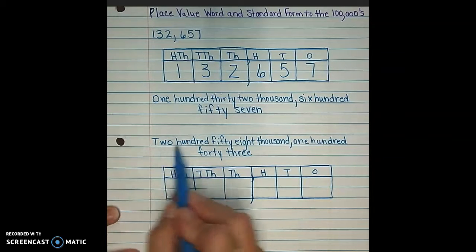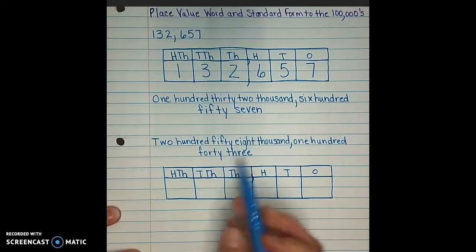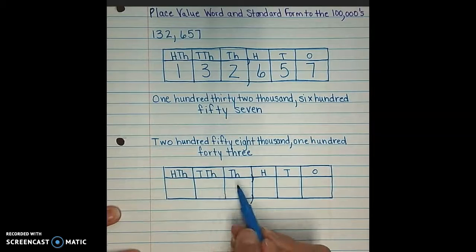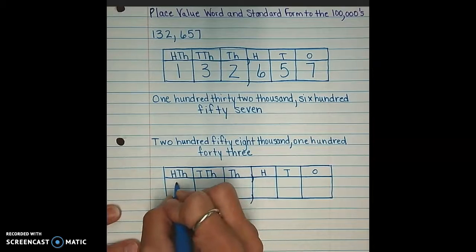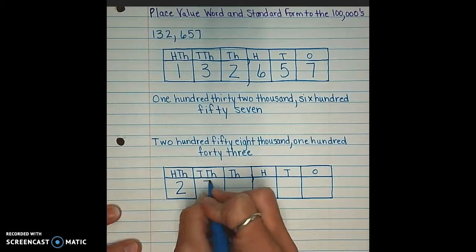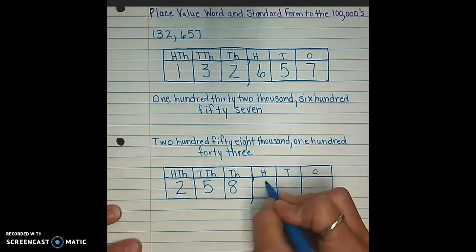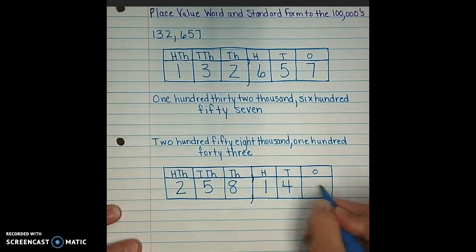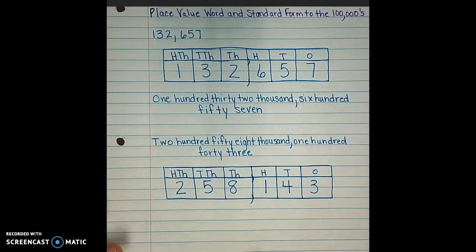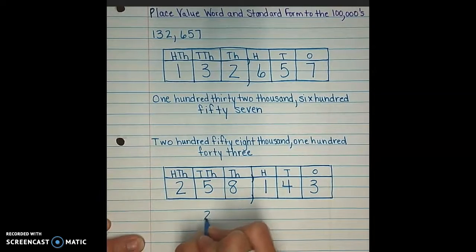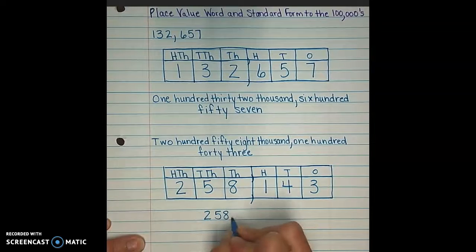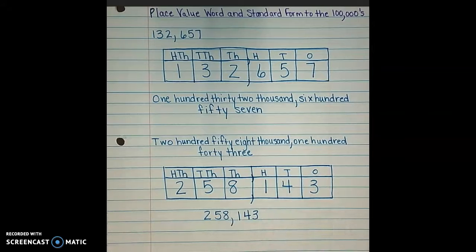So I look here, 258,000. So I know I'm going to start here in my thousands period. So I know 258,143. So that tells me what my number is in standard form. 258,143. Let's look at a couple more examples.